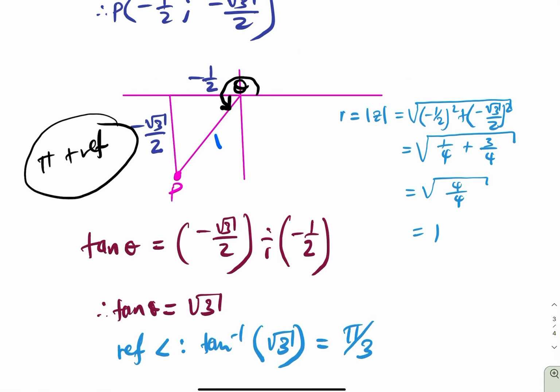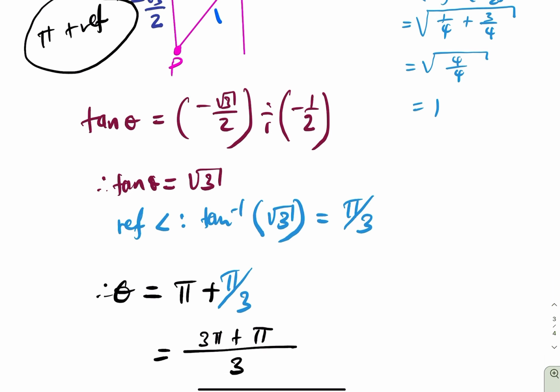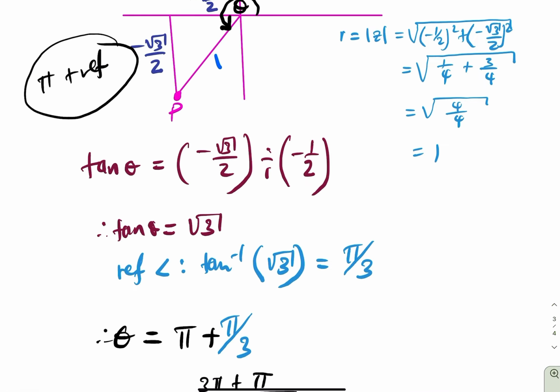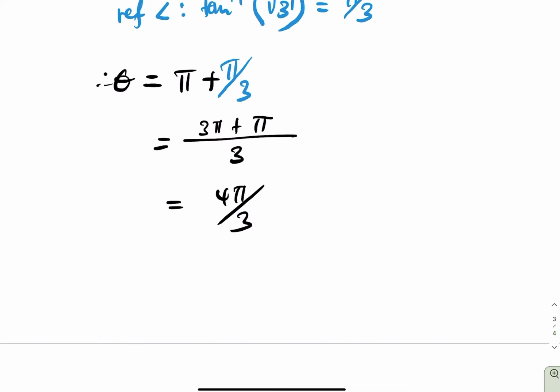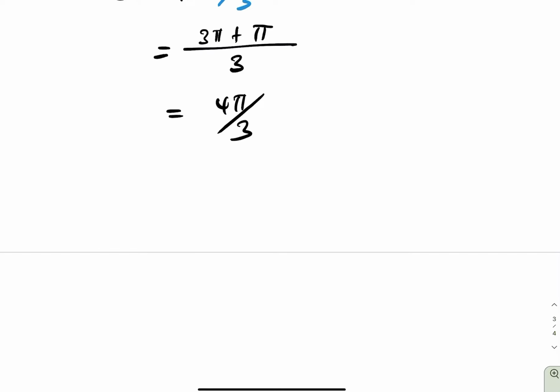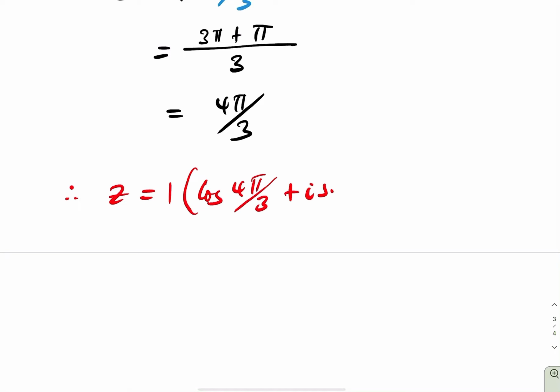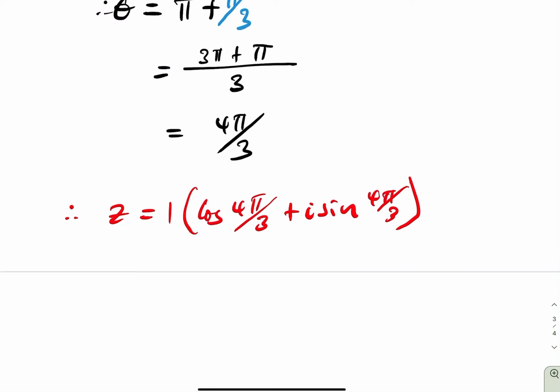If you are working with the modulus method, you're going to get negative 4 pi over 3, because you'll be working it in reverse. But they are all correct. Therefore, z is going to be equal to r, where r is 1, times cos of the angle, the angle being 4 pi over 3, plus i sine of the same angle, 4 pi over 3. This is how you're going to represent that in polar form.